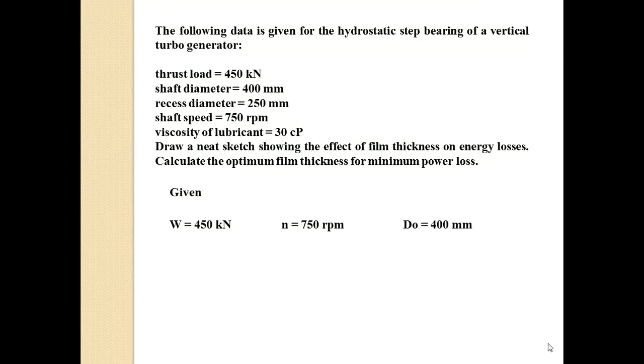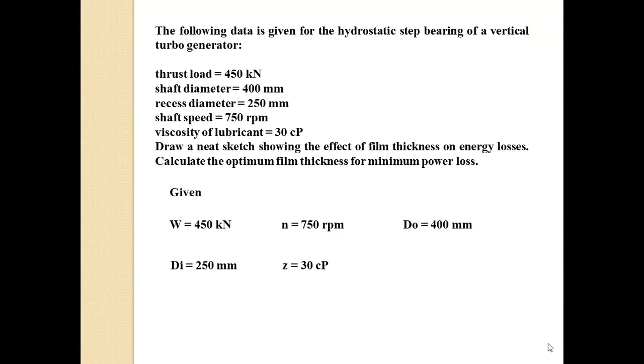Now see here, first write down whatever data is given in the problem statement. W, the thrust load, is 450 kilonewton. Next, the shaft speed is 750 rpm. Shaft diameter, that is the outer diameter Do, is 400 mm. Di, the inner diameter or recess diameter, is 250 mm.